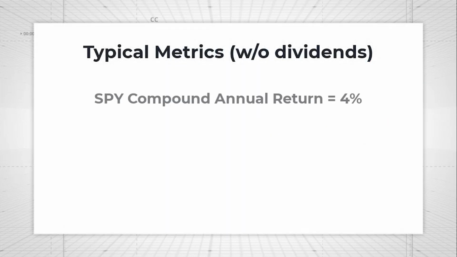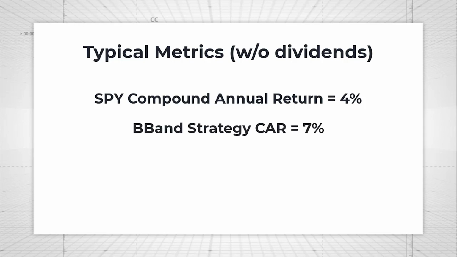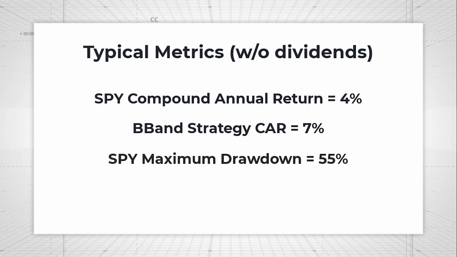So we'll look at some metrics. Now, these backtest results that I ran using AmiBroker software do not include dividends. If you had bought the SPY, S&P 500 SPDR, and held it from January 2000 to August 2020, your compound annual return would be just 4%. So not very good. Dividends would have helped that, getting you to about 6%. If you ran the Bollinger Band strategy without dividends, you would have gotten a 7% compound annual return, and that would be a little bit higher if you include dividends.